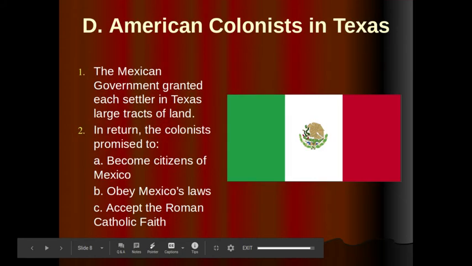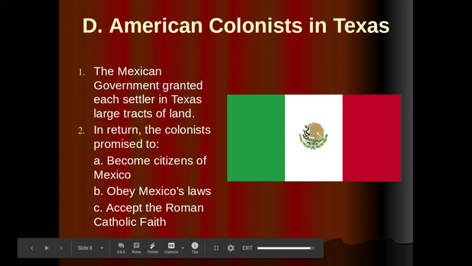So, American colonists in Texas, the Mexican government granted each settler in Texas large tracts of land. So, the deal was if you settle permanently in Texas, in return, you will gain this large piece of land for yourself and your family, but you have to promise to become a citizen of Mexico. So, the three things that you had to sacrifice or give up or kind of change with your lifestyle is becoming a citizen of Mexico, which did include being able to speak Spanish and obey Mexico's laws while you're settling in Texas and accept the Roman Catholic faith.